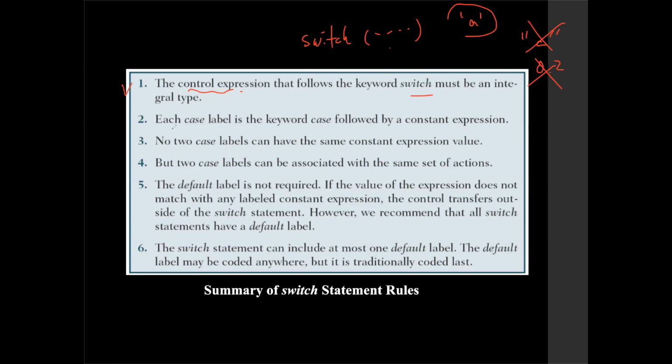That's number one. Each case label is the keyword case followed by a constant expression. So whatever this value is, you can have the same thing inside the case. This constant expression must be an integral value as well. No two case labels can have the same constant expression value. So you can have case like this, but let's say if the first case is 100, you cannot have another 100 underneath it. There's only one 100 here. So that speaks for this one.